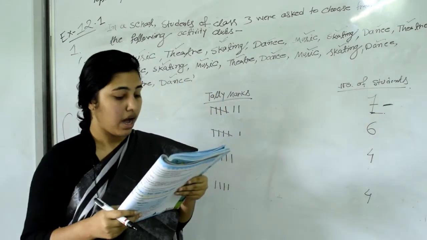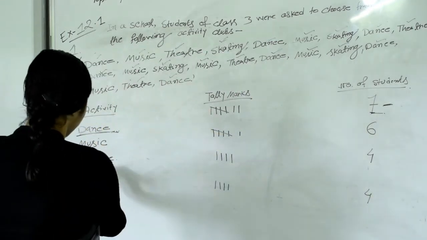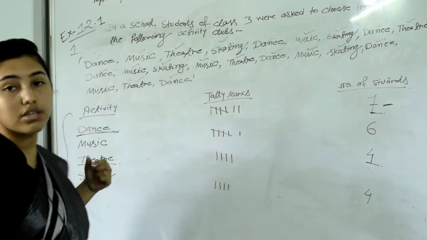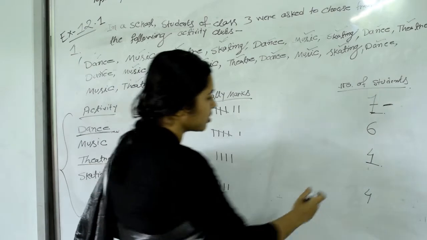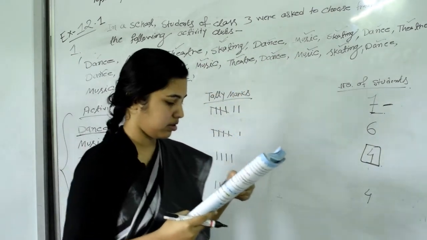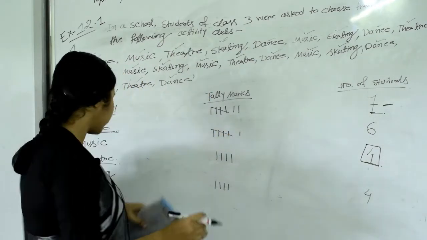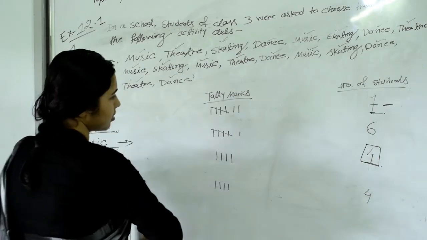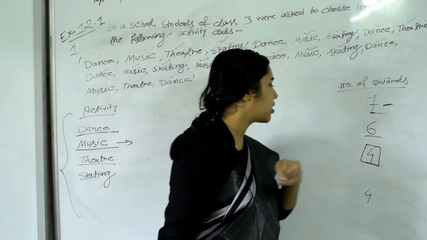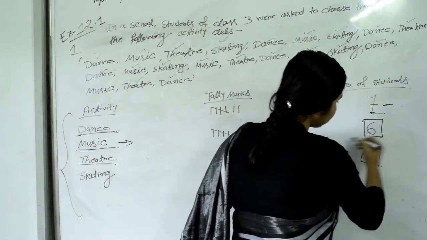Okay. Next, how many students choose theatre? So here 4 students chose theatre, right? Which means our answer is 4 students chose theatre. And next, how many students chose music? So here the number is 6, which means 6 students like music, right? So here our answer is 6.